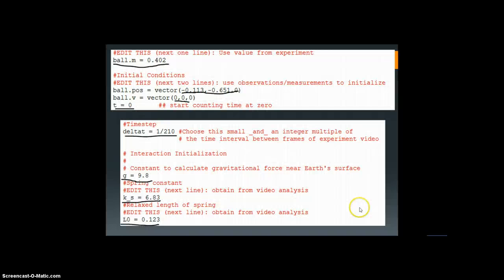And onto the coding. We plugged in our givens. Mass of the ball is 0.402. The initial position from Tracker, we plugged that in. Initial velocity is 0. We started at rest from 0. And the delta t between each frame is 1/210, given by our camera. Gravity is 9.8 meters per second squared. We calculate k using the equation I just gave, and the relaxed length of the spring is 0.123 meters.